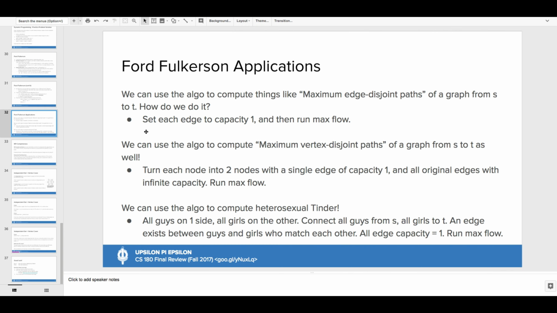We'll send this through the original S node that will contain all of the capacity. And then we will connect all the females to the sink node with capacity 1 as well, because each female can only match with one guy. And then we can run max flow. Running max flow will give us the most amount of matches possible between all the guys and all the girls given their preferences.